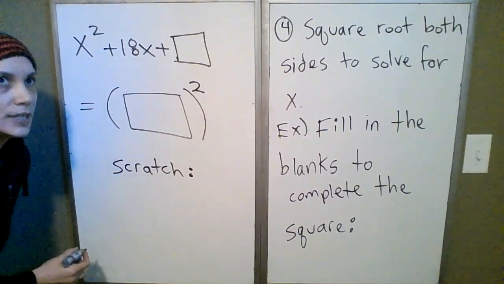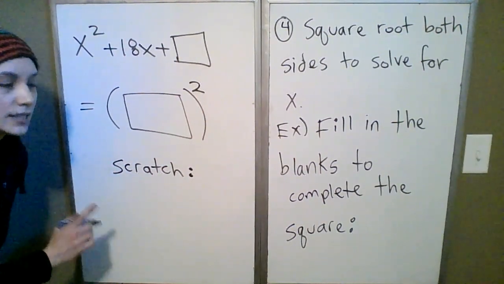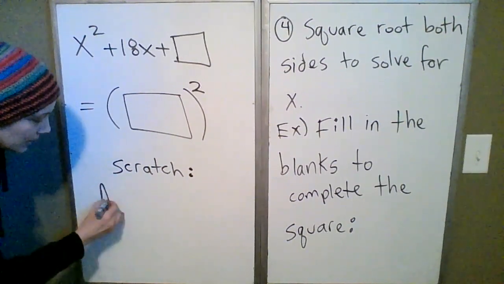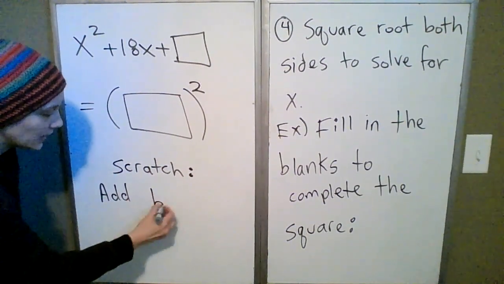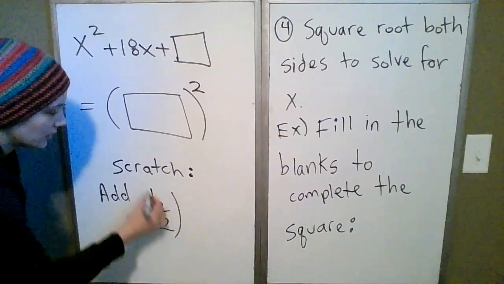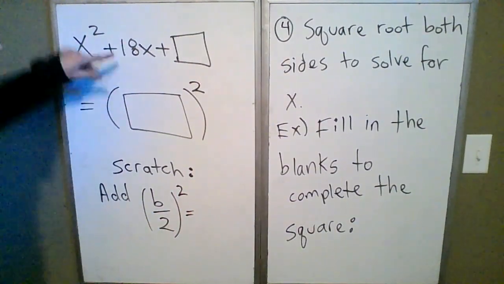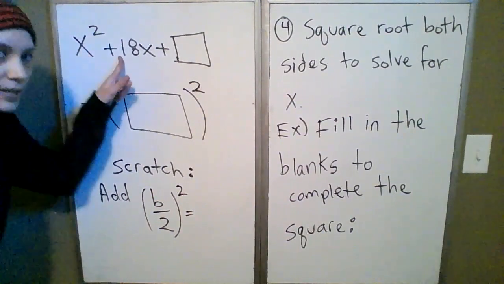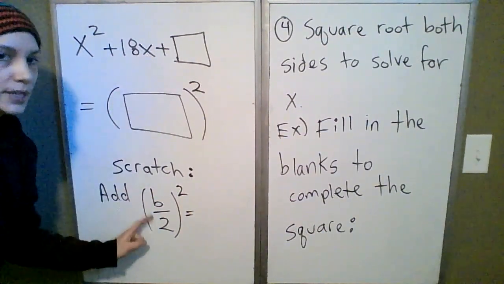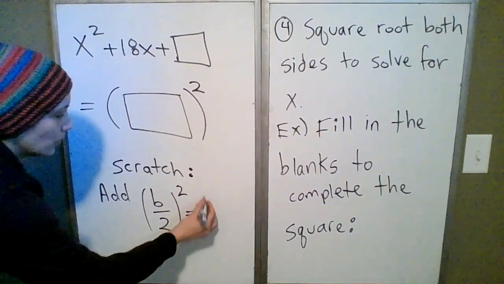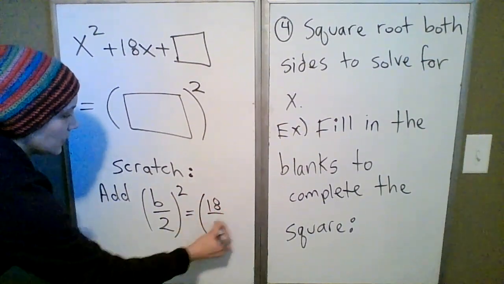All right, start with what I need to add. To complete the square, we add b divided by 2 squared. Okay, what's b? b is whatever number is on x. So take 18, put it in place of b, divide by 2, and then square the whole thing.